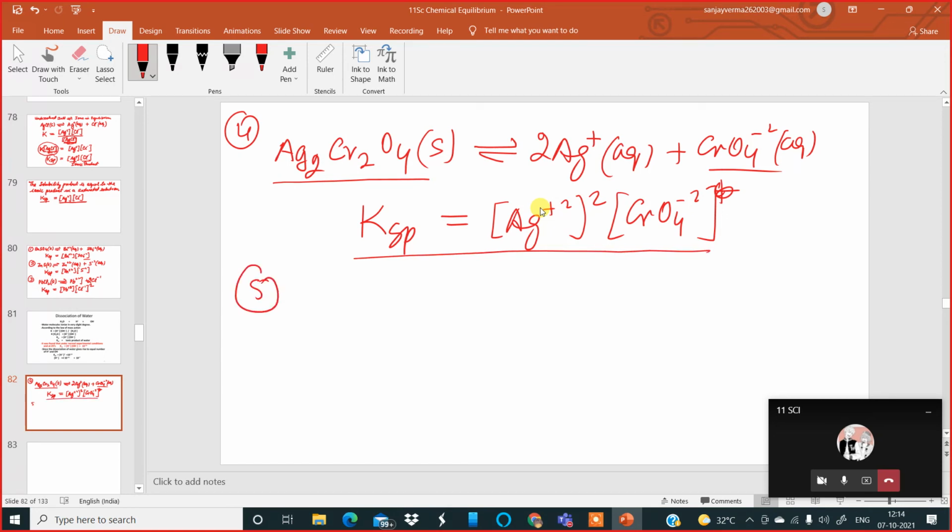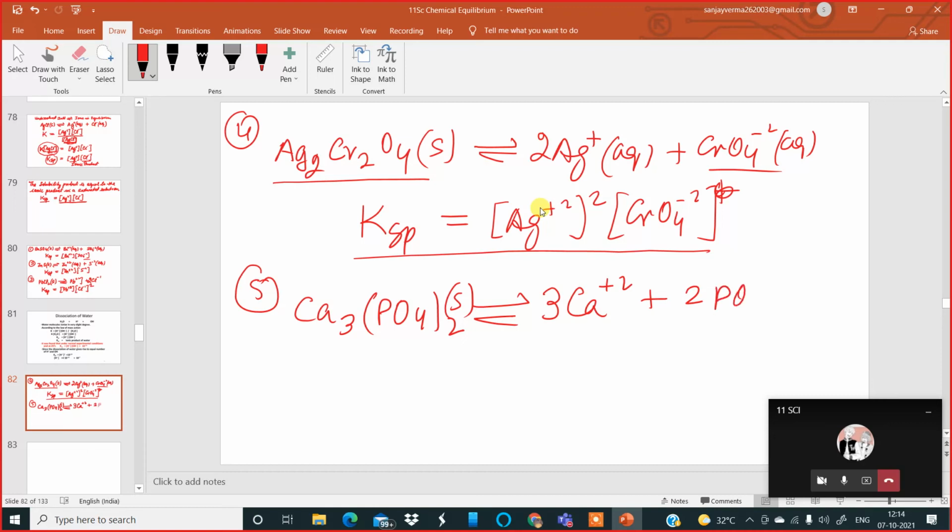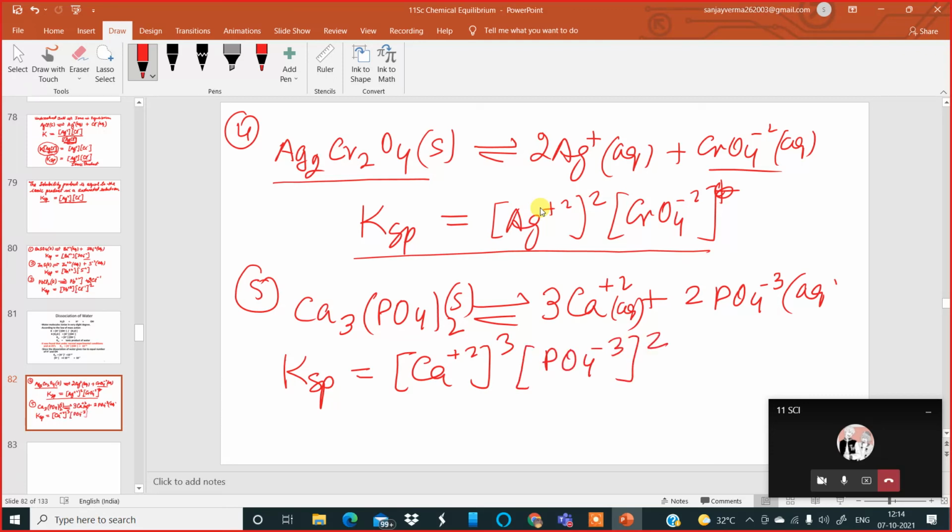Then the next example is calcium phosphate, which is also a sparingly soluble salt, Ca3(PO4)2. In aqueous solution, it gives the following ions: 3 times calcium ion plus 2 times phosphate ion. Now the expression for the solubility product becomes KSP is equal to concentration of calcium ion raised to the power of 3 into concentration of phosphate ion raised to the power of 2. So these were some examples for the expression of solubility product for some sparingly soluble salts.